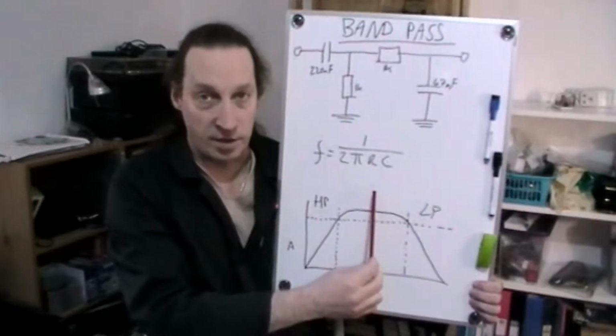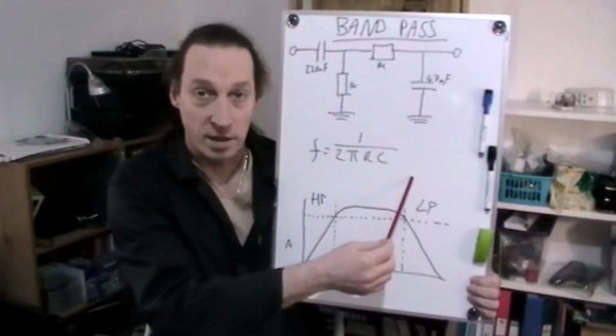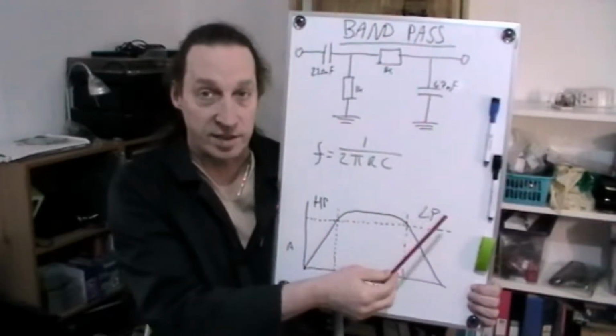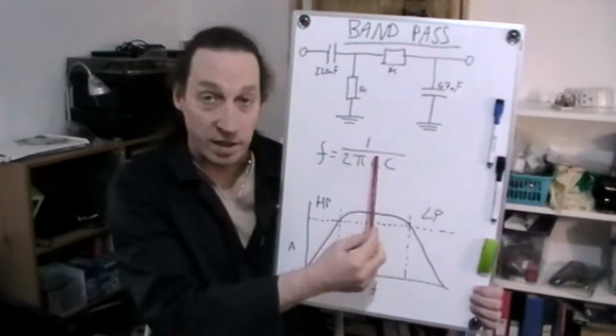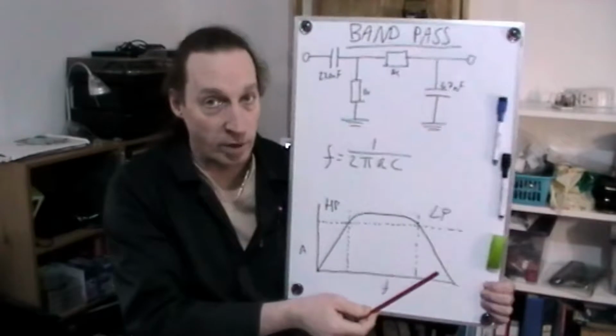Because it's the same as before with the low pass and high pass, the equation for working out what the cutoff frequency is going to be is exactly the same, hasn't changed. Frequency equals 1 over 2 pi RC. Very simple for both of them.